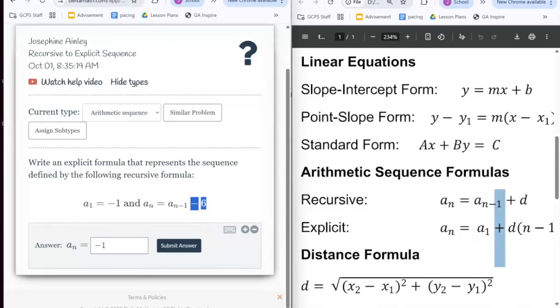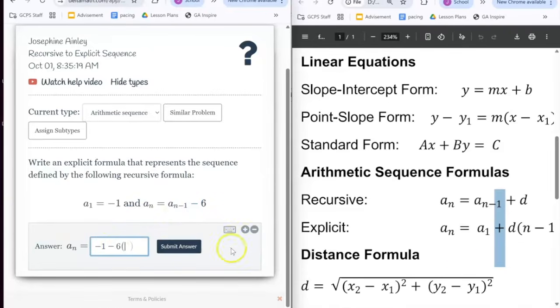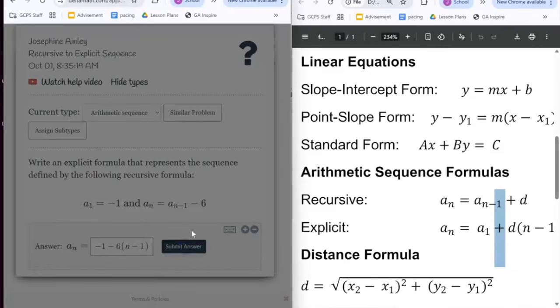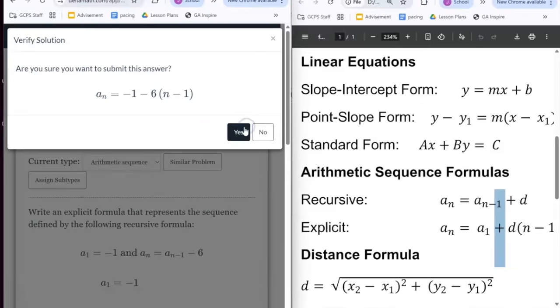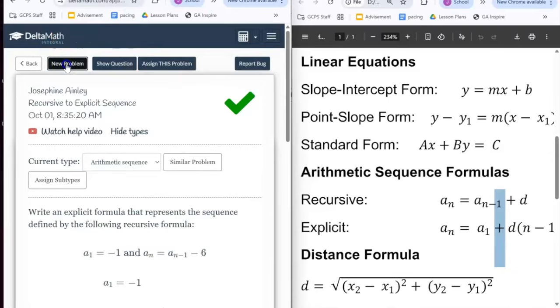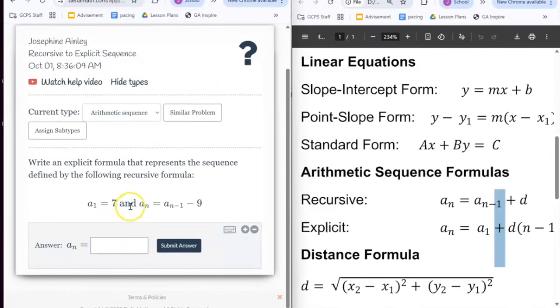How do I know that's a common difference? Because it's the previous term plus d. So the previous term minus 6. So minus 6 is the common difference. Then you have parentheses n minus 1. All right, so I'm just writing it in the cleaner version, but we just saw that Delta Math would accept both. I want to make sure I write in the cleaner version in case this is multiple choice. All right, I'll do one more just to make sure.